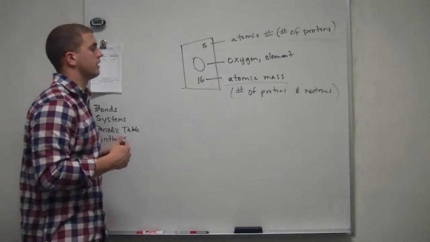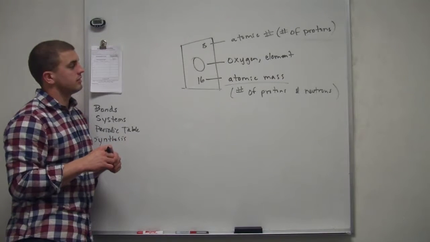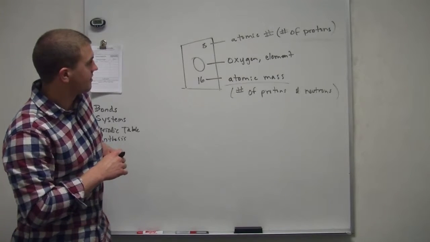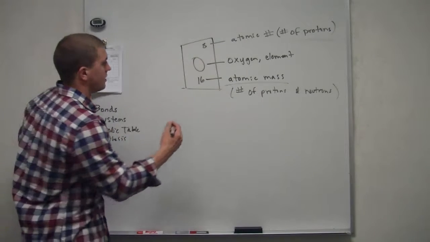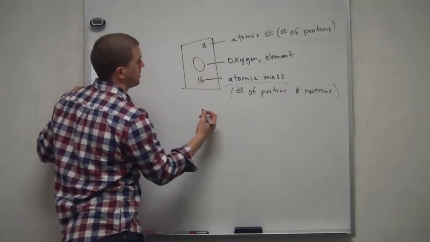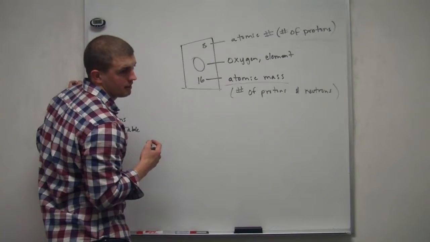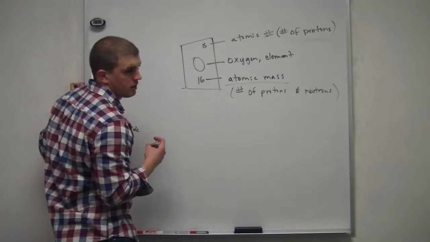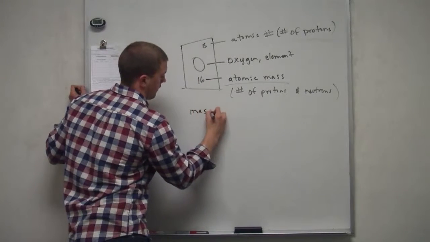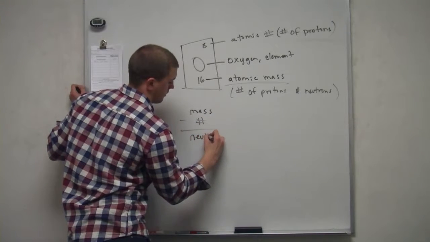So if we took any other element, how would we find out the number of neutrons that it has? We just take the atomic mass, subtracted by the atomic number, and you get the number of neutrons.